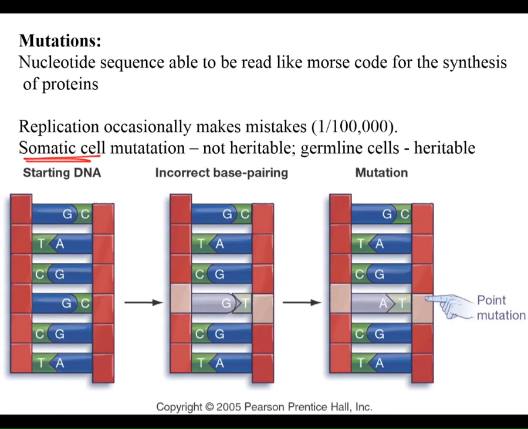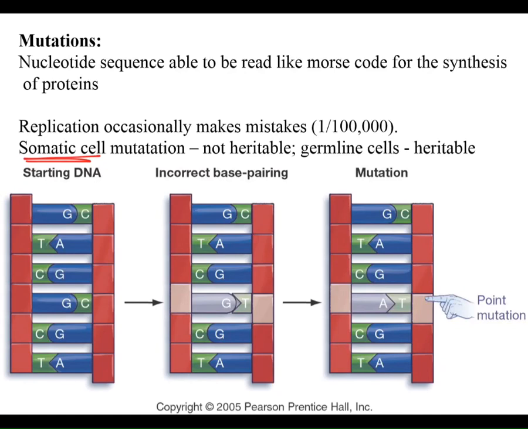Okay? If you have an error, for example, a mutation in your skin cell, you may get skin cancer in 20 years, but it's not going to be passed on to your kids. Right? So you can sit in the tanning booth all day, and your kids are not going to inherit that cancer. You're only going to pass on your mutations if those mutations occur in your germline, which is a fancy way of saying the cells that will become your egg or sperm.